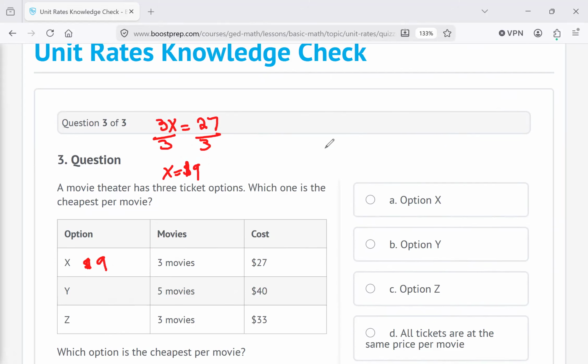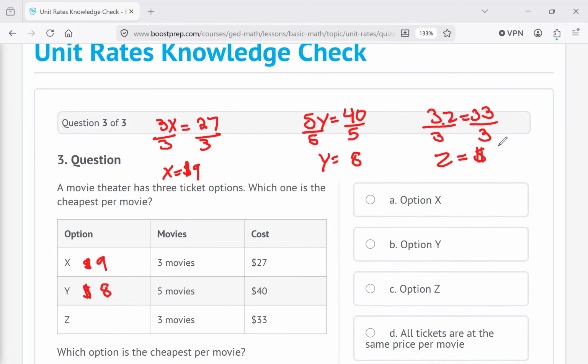Okay, now do Y. It would be 5 movies of Y equals 40. And then we divide this by 5. So 40 divided by 5 is 8. So in option Y, it costs $8 per movie, or for one movie, right? Now do Z. They're saying for 3 movies of option Z it costs $33. So that's going to be 3Z equals 33. And then solve for Z by dividing both sides by 3 and get $11.